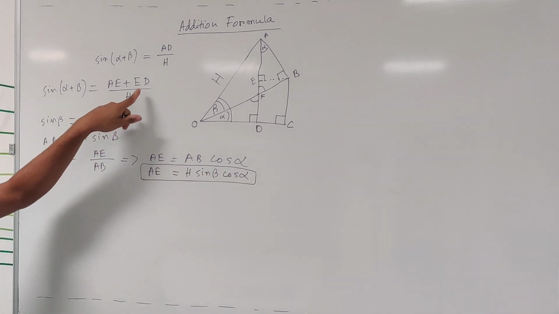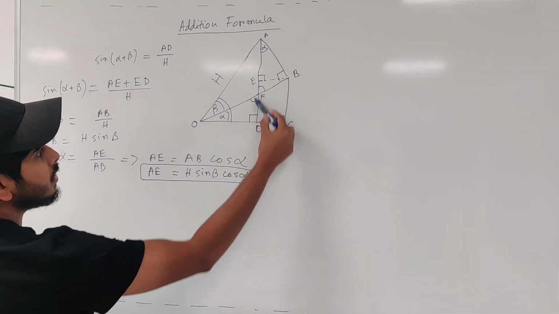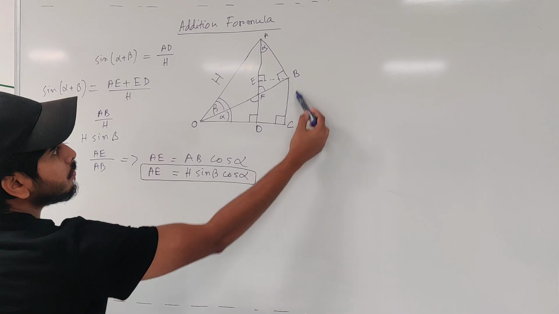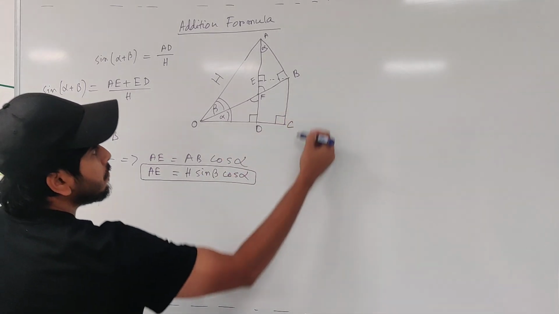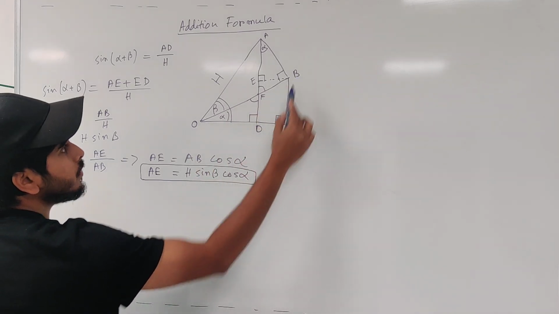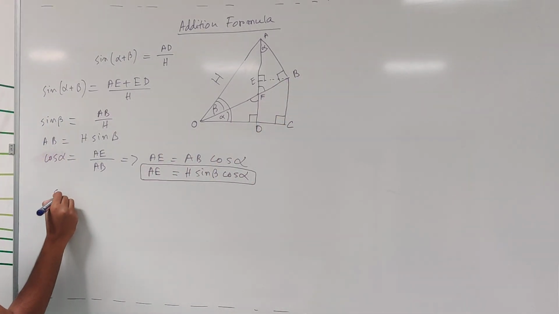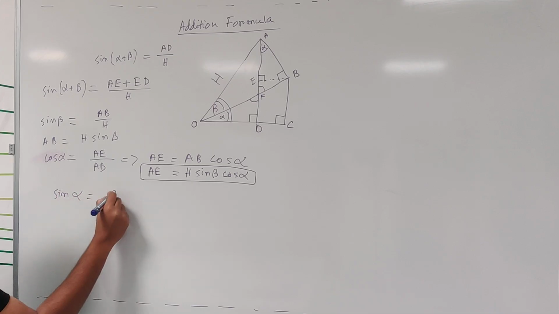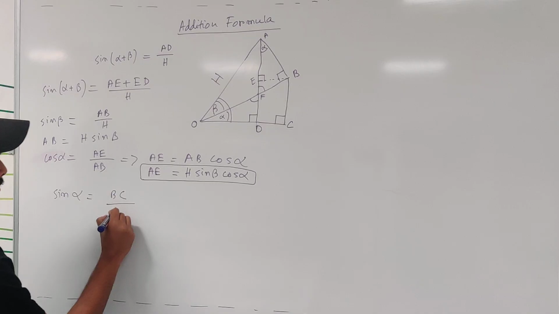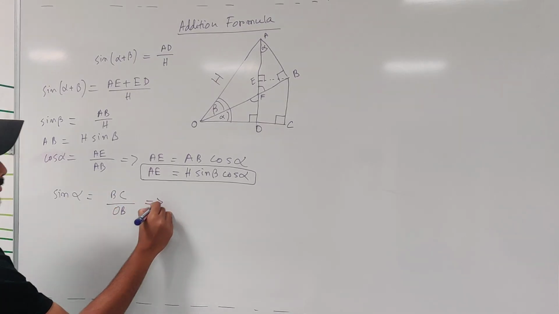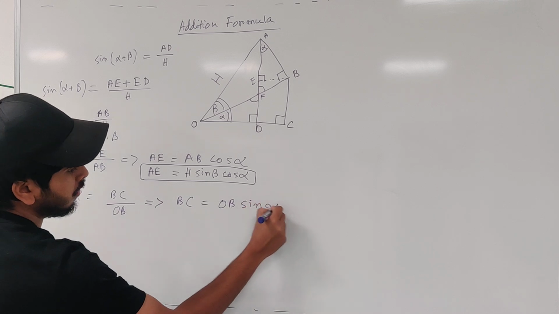Let's do the same for ED. How do we do that? Note that ED is same as BC. So this makes life a bit simpler. So we just have to find BC. So consider the triangle OBC. If we consider triangle OBC, we have sine of alpha equals BC over OB. Sorry, OB. Right? This gives me BC equals OB sine alpha.